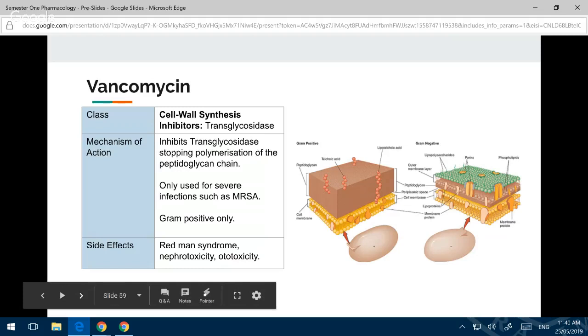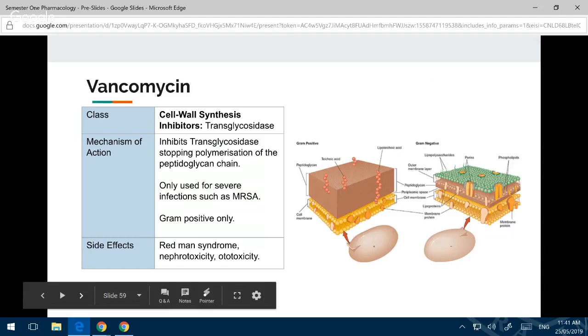Okay, so vancomycin is a cell wall synthesis inhibitor. It targets transglycosidase and inhibits that, stopping polymerization of the peptidoglycan chain. Typically, we only see this used in severe infections like multi-resistant Staph A, only used for gram positives, and it has a really interesting side effect of red man syndrome. It can be nephrotoxic and ototoxic as well.